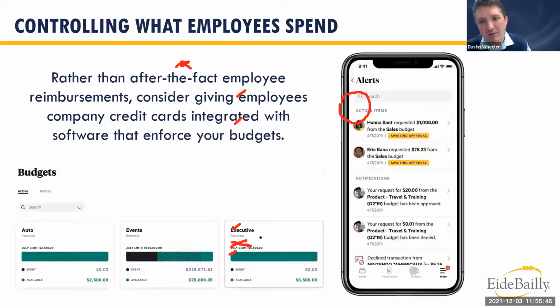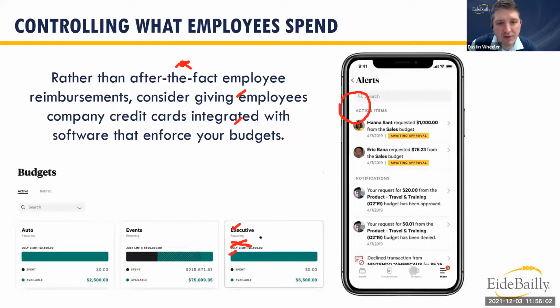So now, a lot of companies have done employee expense reimbursements historically, and the problem with that is the employees spend money from personal funds and then get reimbursed. And there's lots of problems with that.